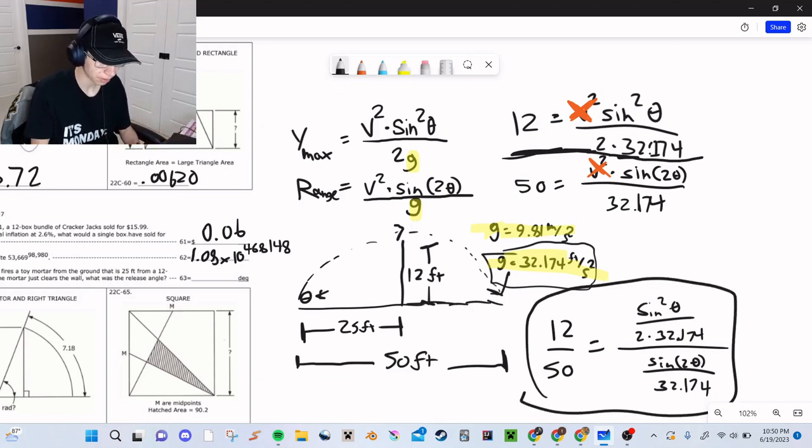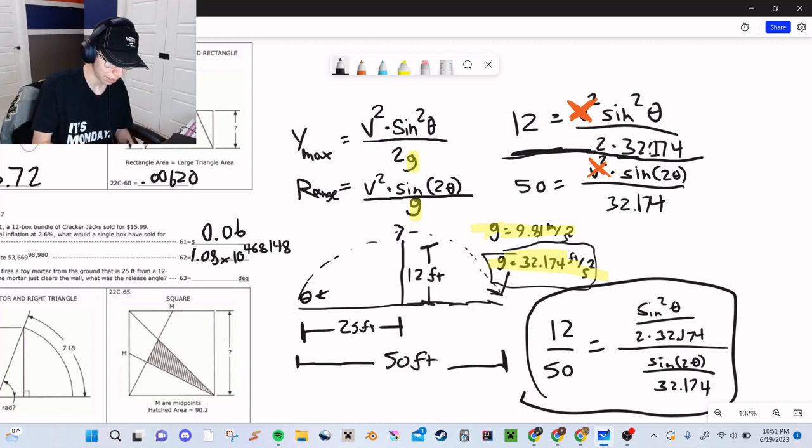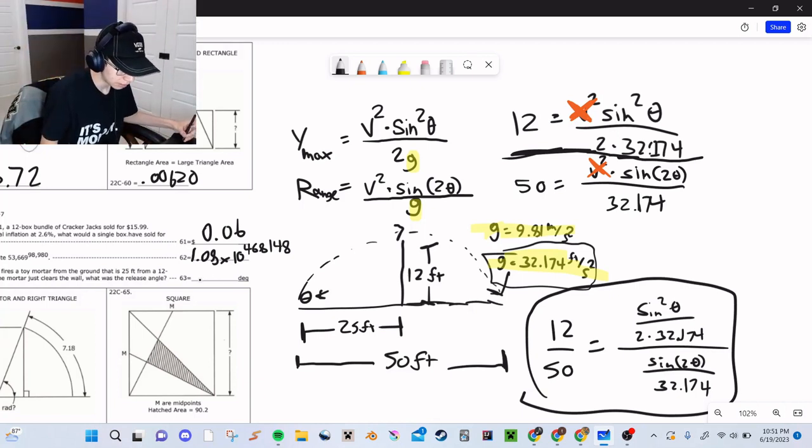And now I can set this equation in my solver. So 12 over 50 is equal to sine squared over 2 times 32.174 for sine of 2x is 32.174. Make sure you're in degree mode, because we want our angle in degrees. And I get all these angles, which are all possible solutions. I get negative 640 something, and obviously we can't have a negative angle. So I'm going to go to the first answer, which actually makes sense, this 43.8. So that's going to be my degree measure.